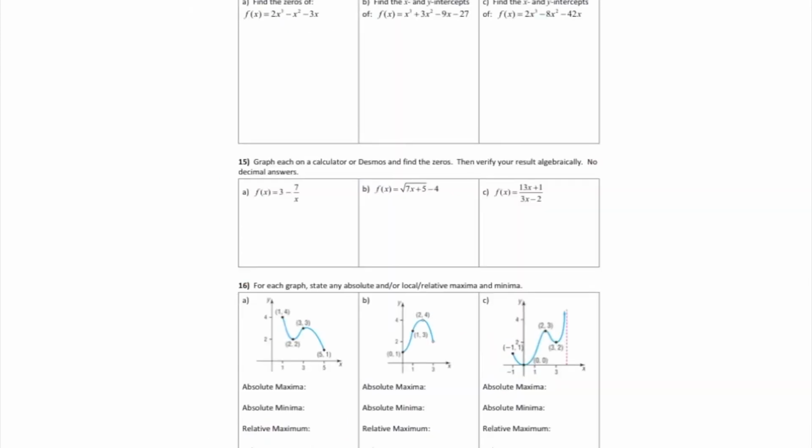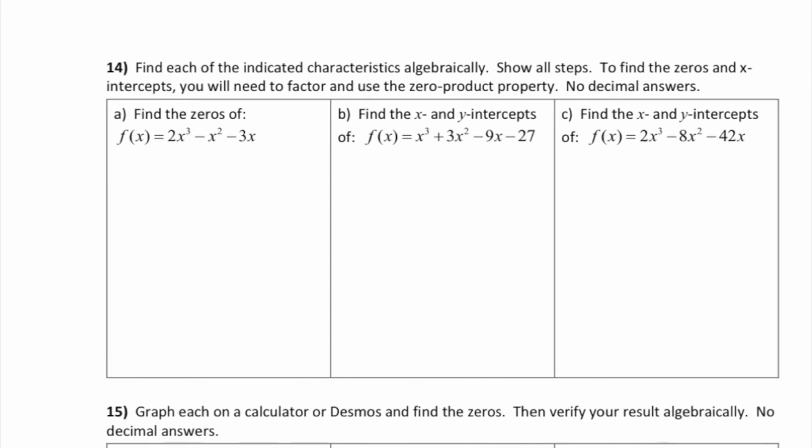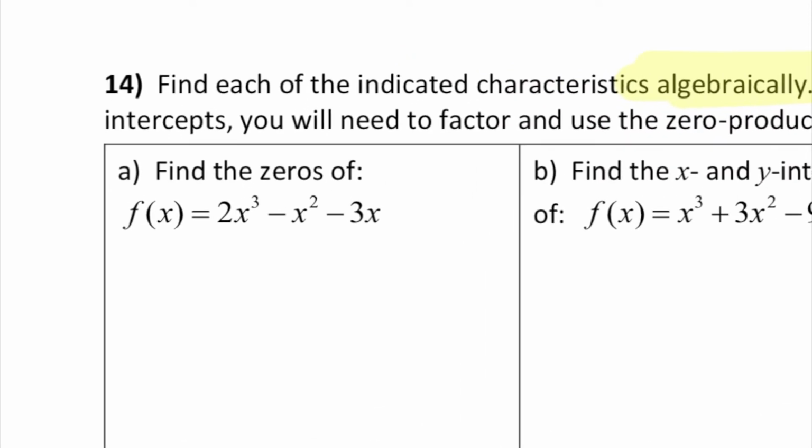For number 14, you need to show all of your work algebraically, and remember that we had said that if the directions say algebraically, then you need to show the work algebraically. You're welcome to check your answers on Desmos. All you need to do to find zeros or x and y intercepts is graph the function and then literally just click on the x-axis or the y-axis. But also remember that you shouldn't have any decimals in your answers. There will be some fractions, and you need to show me algebraically how you got to those fractions.